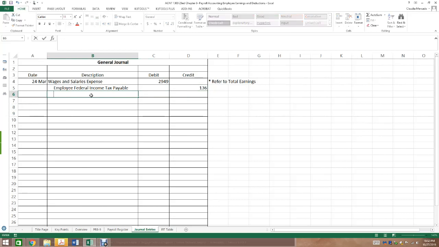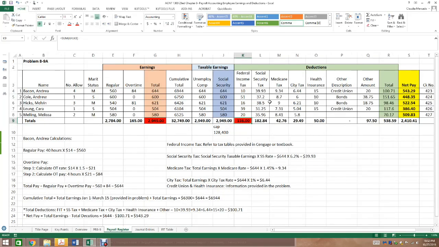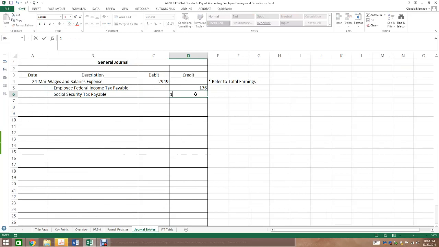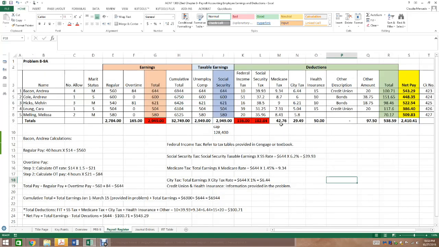The next item we have is my Social Security tax payable. Let's look at our payroll register for Social Security. It's $182.84. Next we have Medicare Tax Payable. You have to have a separate one for each item. You can't group them together. You have to keep them separate. They're different taxes. So my Medicare Tax Payable is $42.76.